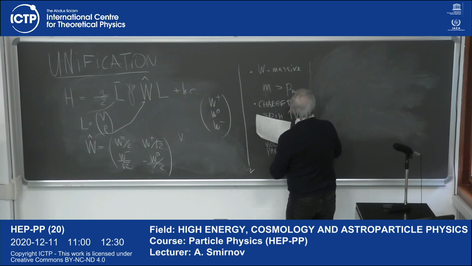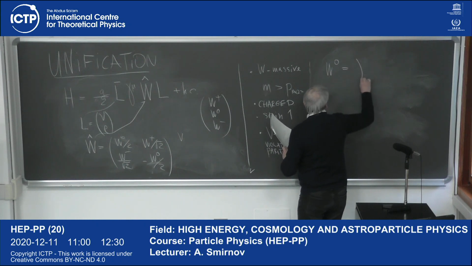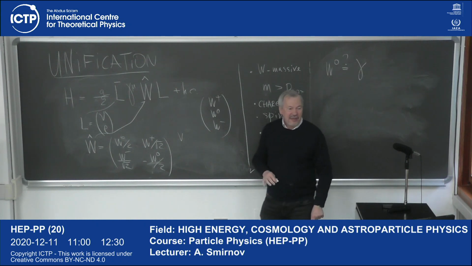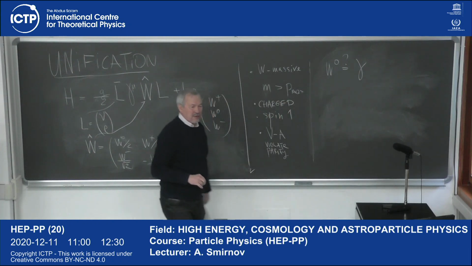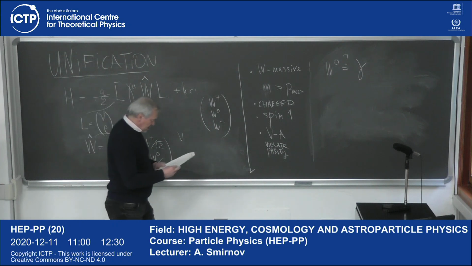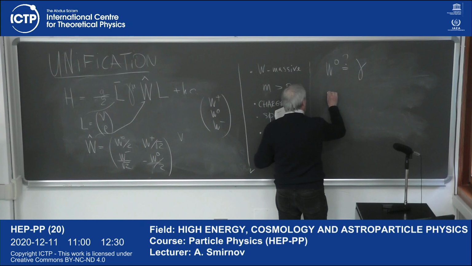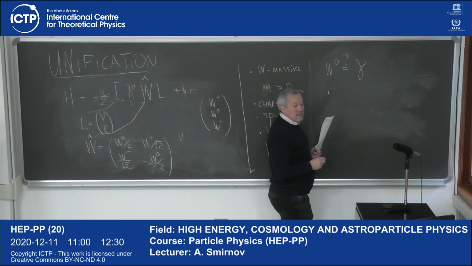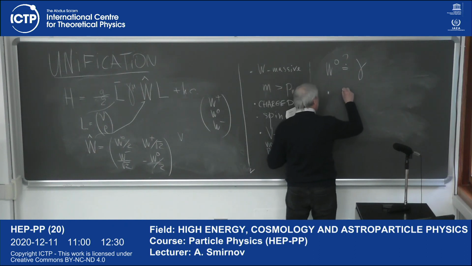Now, the question is, can we identify W0 with the photon? That would be nice, right? So if you say, okay, W0 is the photon. Unfortunately, no, for several reasons. There are several problems, actually 3. The first one: this W0 couples with neutrinos, and the photon shouldn't. So the problem is electric charge.